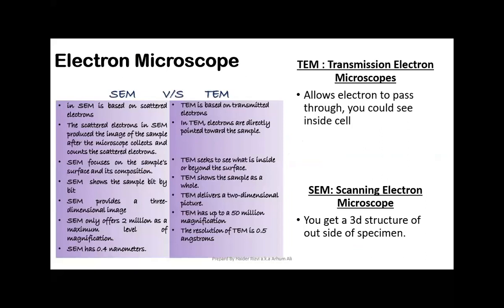Now, electron microscope: we discussed that there are two types of electron microscope. One is the transmission electron microscope, which is named TEM, and then there is the scanning electron microscope, which is SEM. How do the transmission electron microscope and scanning electron microscope work? The transmission electron microscope allows electrons to pass through. You could see inside the cell, very clear.